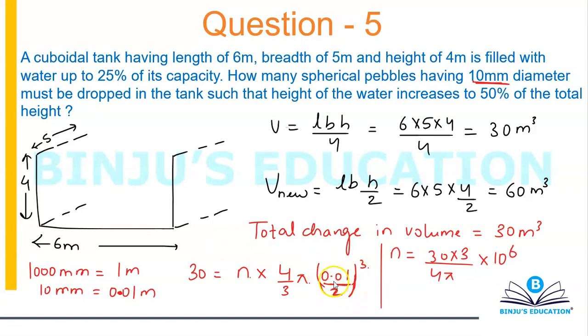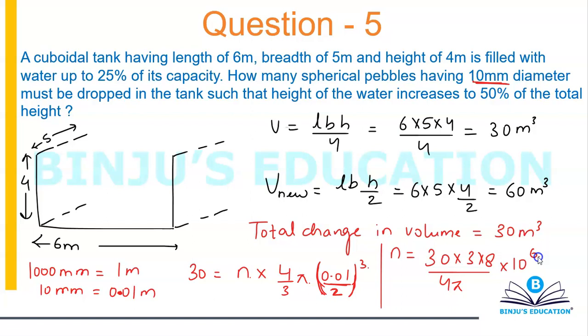This is 0.01 divided by 2 whole cube. So 2 cube is 8. So it's going to be 30 into 3 into 8 divided by 4 pi into 10 to the power 6. Whatever answer we got, that was 7.16 into 10 to the power 6, so you just need to multiply that by 8, because we're just multiplying the numerator by 8. I forgot that division by 2 because 10 millimeter is the diameter, it's not the radius.